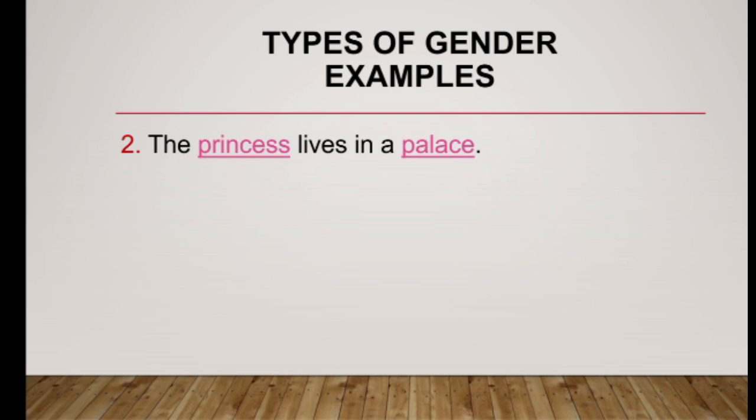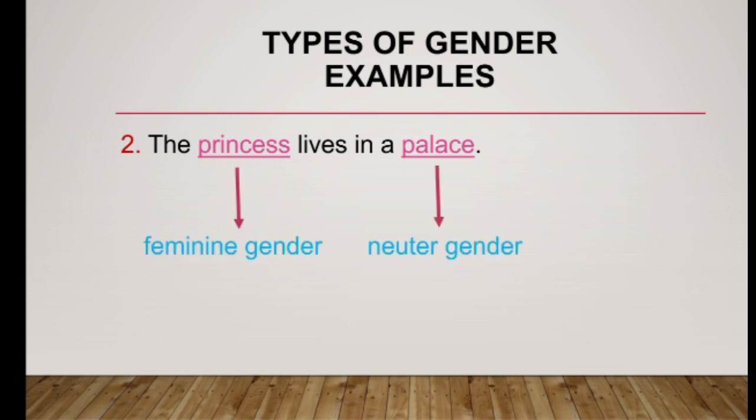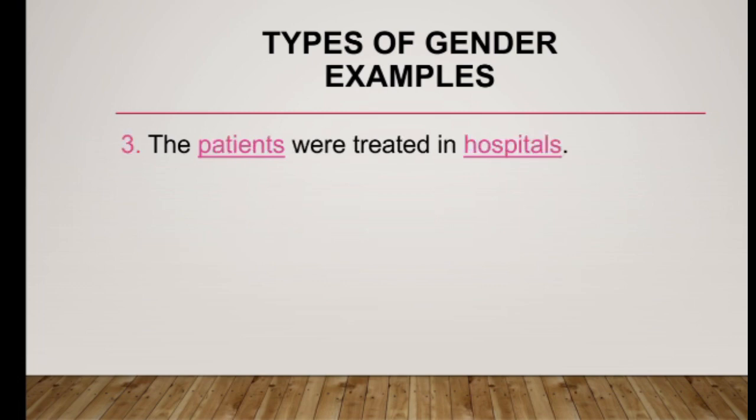Let us read the next sentence now. The princess lives in a palace. The 2 nouns here are princess and palace. Can you tell what gender they belong to? If you guessed feminine for princess and neuter for palace, you're right. The next sentence is, the patients were treated in hospitals. Now let us see if you can tell what gender patients and hospitals belong to. The patients belong to the common gender category and hospitals are neuter.